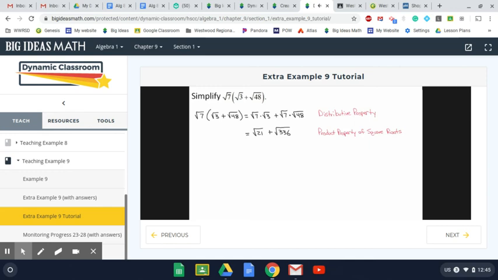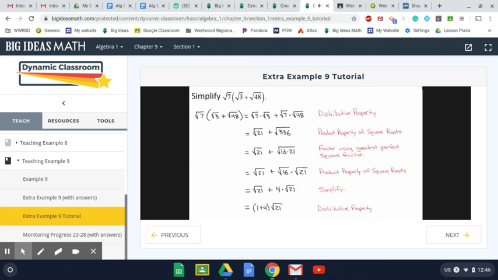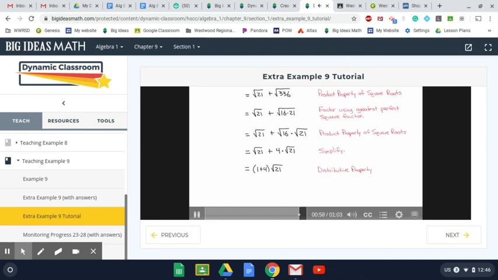Notice that the greatest perfect square factor of 336 is 16. So the expression can be rewritten as the square root of 21 plus the square root of the quantity 16 times 21. Next, use the product property of square roots to write the expression as the square root of 21 plus the square root of 16 times the square root of 21. Because the square root of 16 equals 4, the expression simplifies to the square root of 21 plus 4 times the square root of 21. Next, use the distributive property to write the expression as the quantity 1 plus 4 times the square root of 21. Because 1 plus 4 equals 5, the expression simplifies to 5 times the square root of 21.